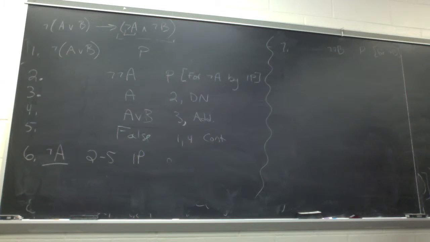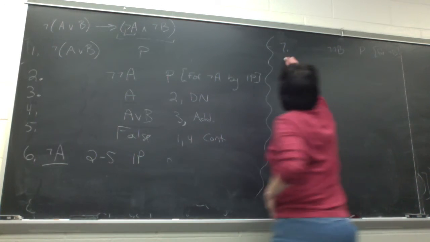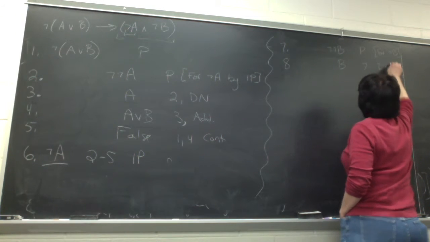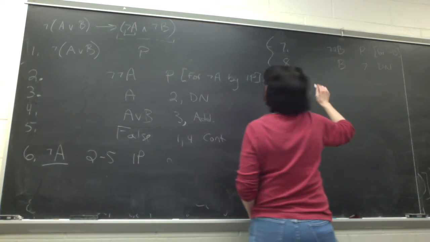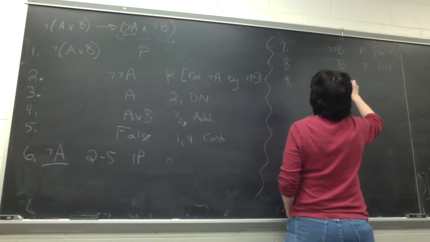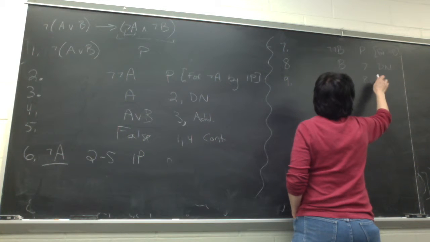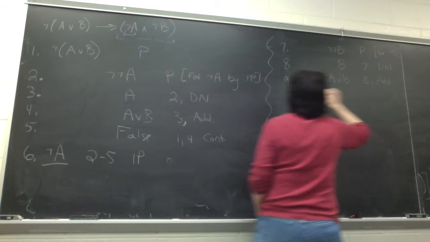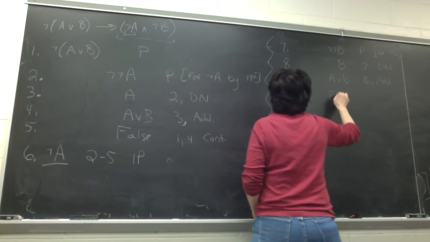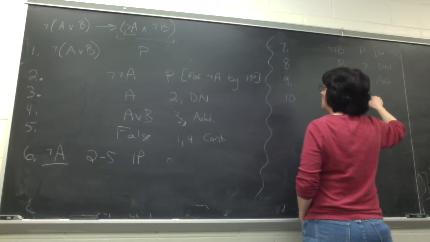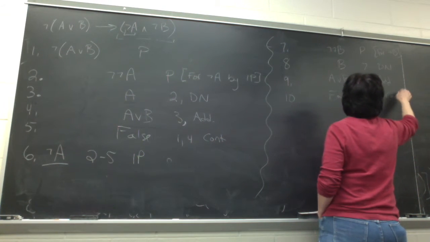So we can breeze through this. It's exactly the same proof. Line 8 is B based on line 7 and double negation. And line 9 is A or B based on line 8 and what's the rule? Addition, right? And so 10 we can say is false based on lines 1 and 9 and contradiction.